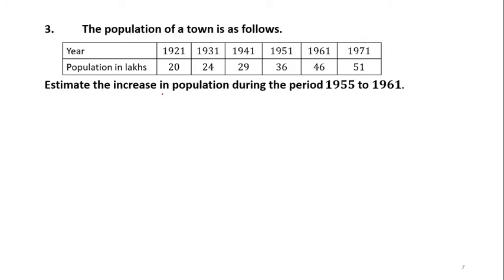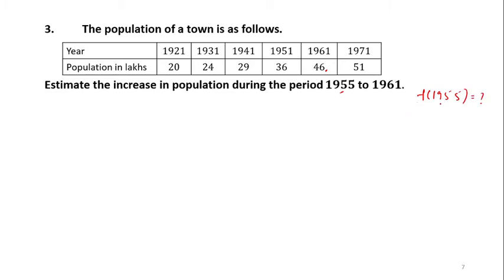To find the increase in population during the period 1955 to 1961, first we write down the population of the year 1961, that is 46 lakhs from the table, and we subtract the population of the year 1955 from this 46 lakhs. But observe that we don't have the population of the year 1955 in the table. Therefore, first we find the population of the year 1955 from this table. That is, we have to find the value of f of 1955.